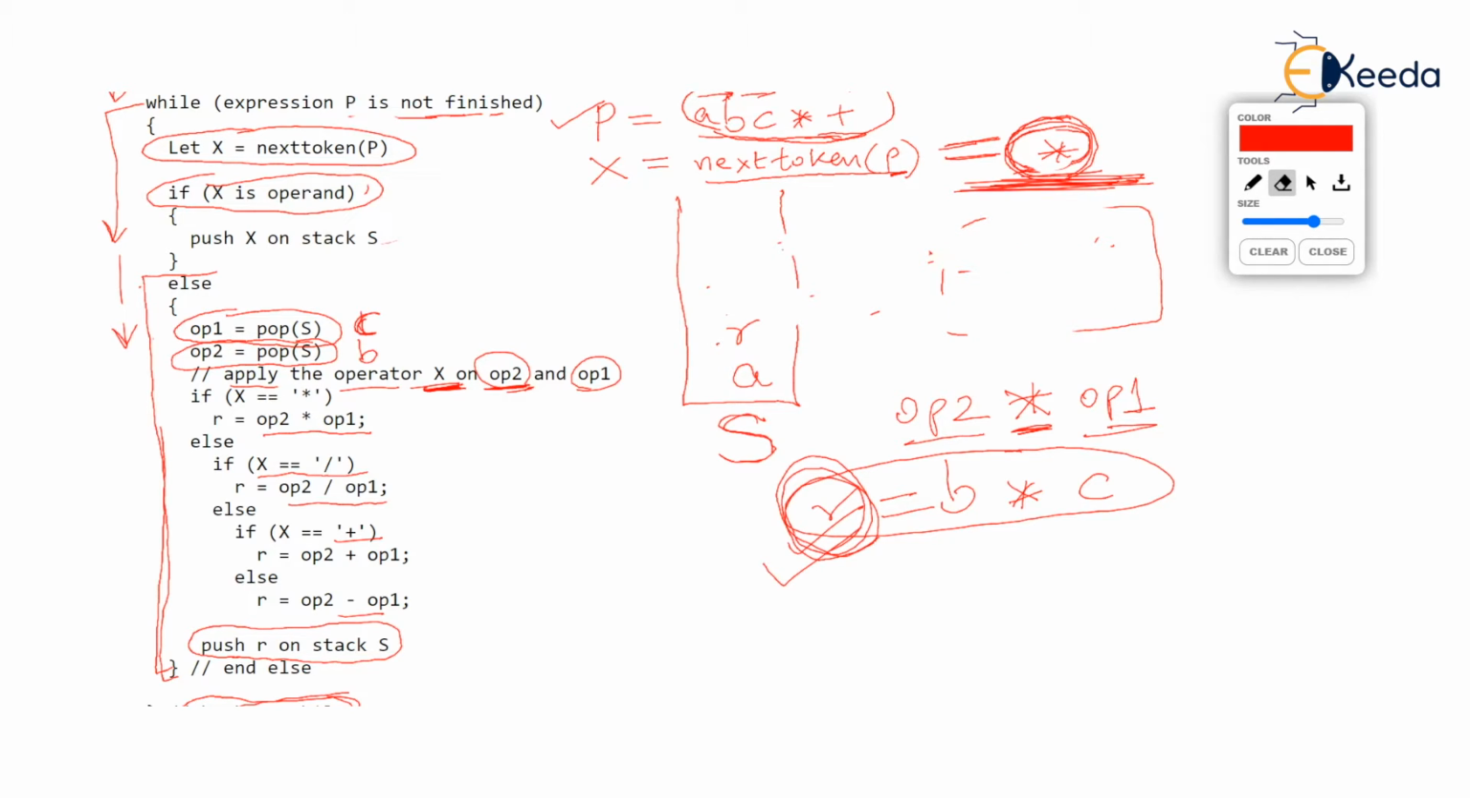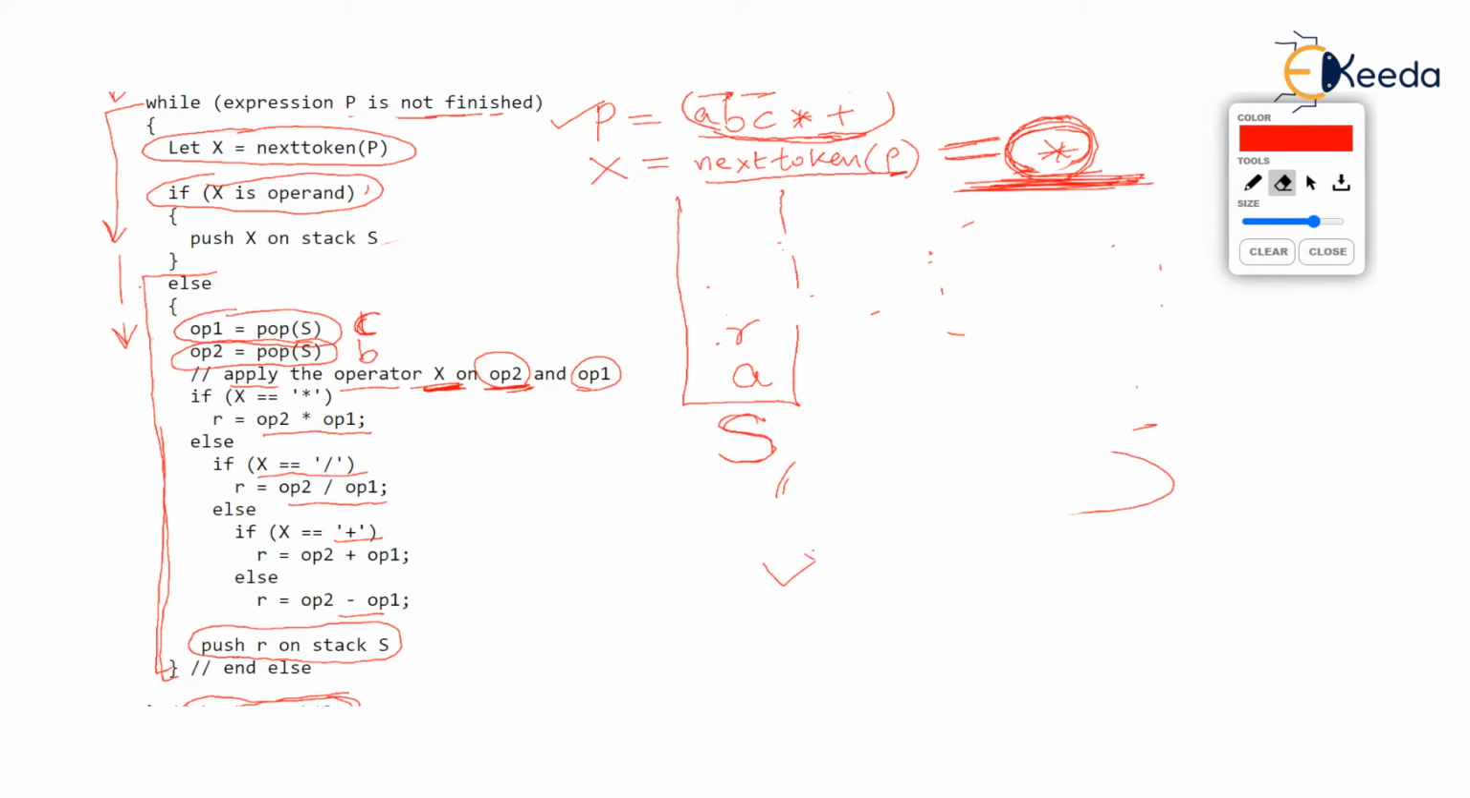Okay, nice. Now what next? After pushing R on the stack, the next line is end of while. So we will go back to while. And if we go back to while, we are going to take out the next token. So what's the next token? The next token after multiply is plus. And we are going to again ask, is it an operand? No. So we are going to land in else. And in else, we will first take out OP1 as pop S. So R will be taken out first. So OP1 will be R.